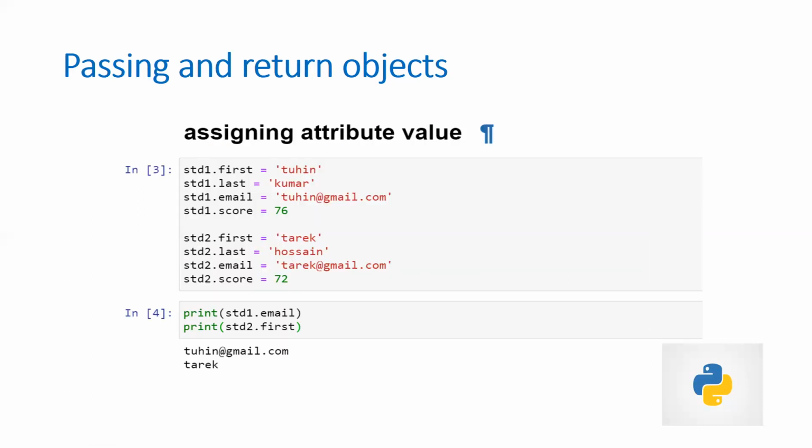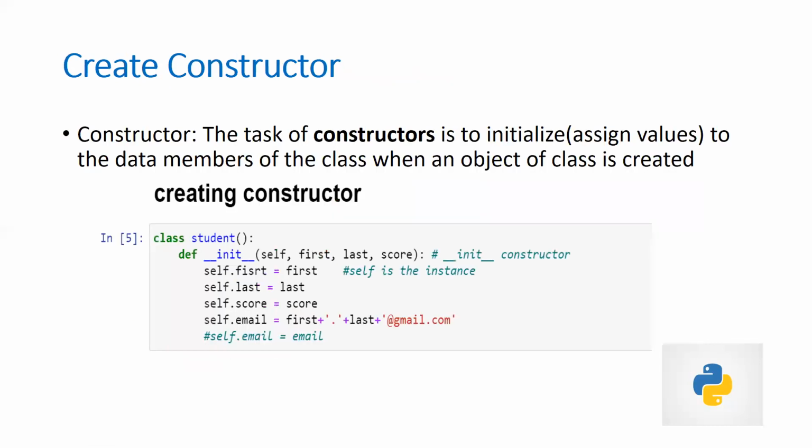So if this is a manual process, I have to write so many lines if I want to get all the objects, all the created objects. So how can we do that more effectively? We can use a constructor. Now, what is a constructor? A constructor is a function.